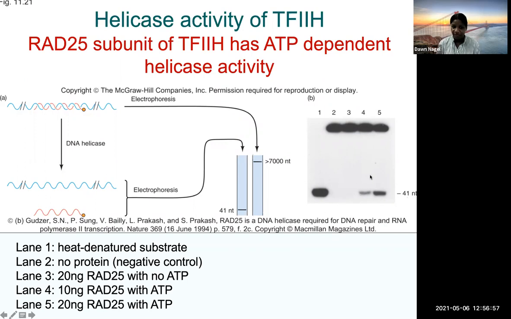In lane 4 and 5, you have RAD25 subunit, but just different amounts, right? So you're increasing the concentration. And you can see as you increase the concentration, you have more of that unwinding occurring, okay? And that's really an experiment to demonstrate that this subunit in the TF2H actually is able to function as a helicase and unwind the DNA. So, that's for TF2H and the general transcription factors.